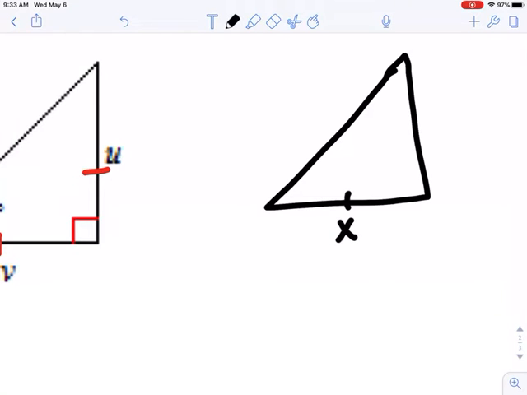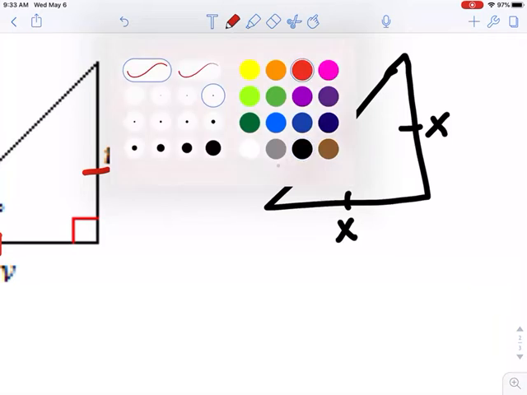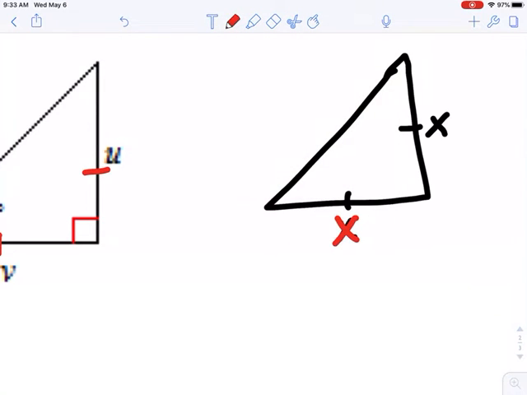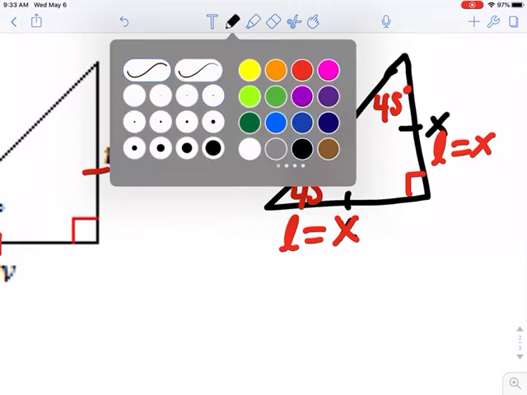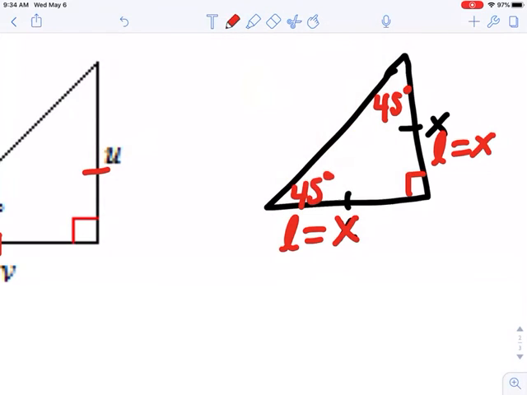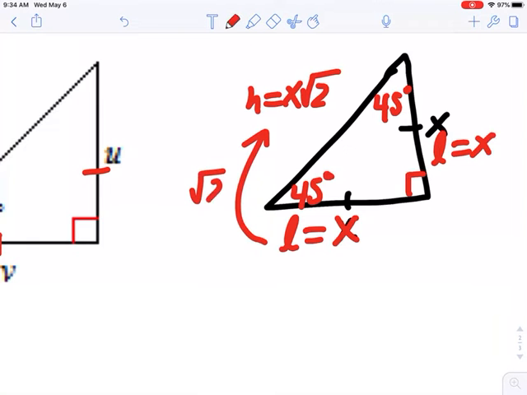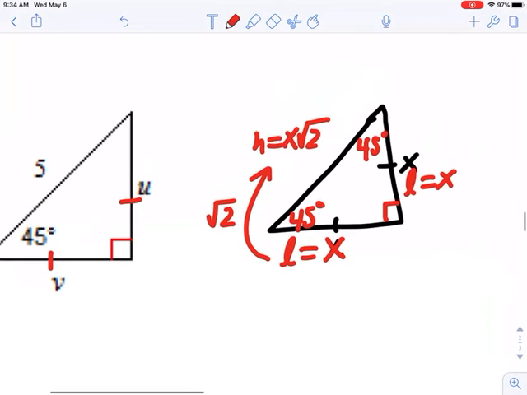Alright, when you're given the leg, so when you're given a leg equals x, the other leg is x, because it's a right isosceles. We know that because it has 2 angles that are the same, so 2 legs must be the same. The hypotenuse then is just whatever x is times radical 2. Alright, that holds true no matter what.